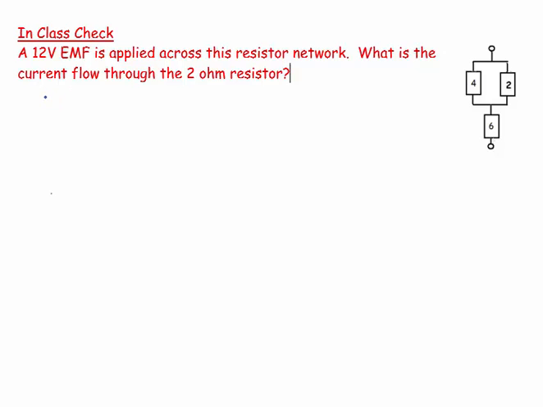Welcome. This question says a 12 volt EMF is applied across the resistor network. What is the current flow through the 2 ohm resistor? So let's just redraw this.